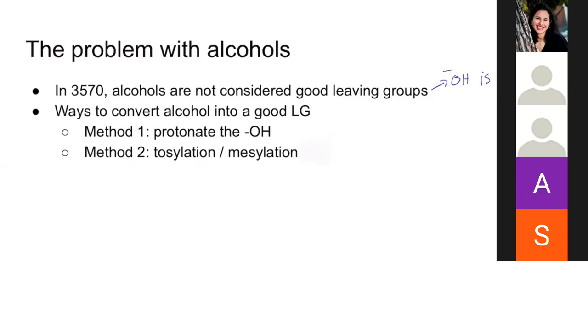So as I discussed a slide ago, we're going to talk about how we can convert alcohol into a better leaving group so that we could get rid of it in a reaction. The first method is protonating the alcohol and then getting it to leave as H2O, because H2O is uncharged and a lot more stable than OH minus. And then we've got tosylation and mesylation, which we're going to talk about a little bit later.